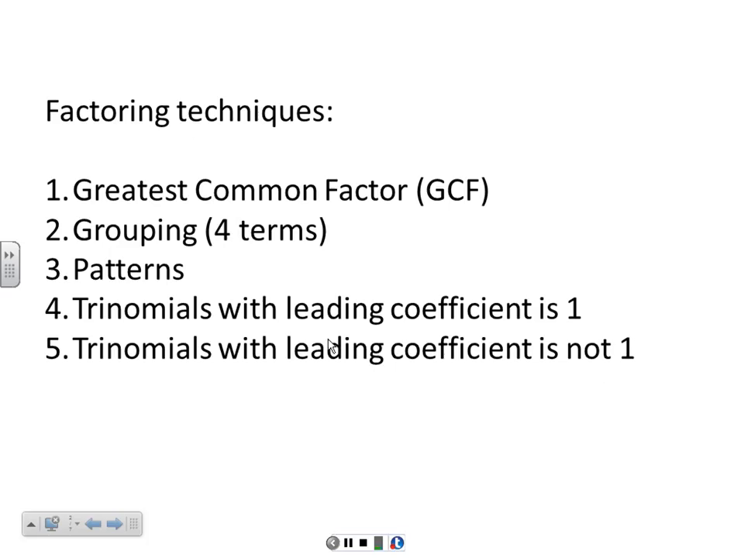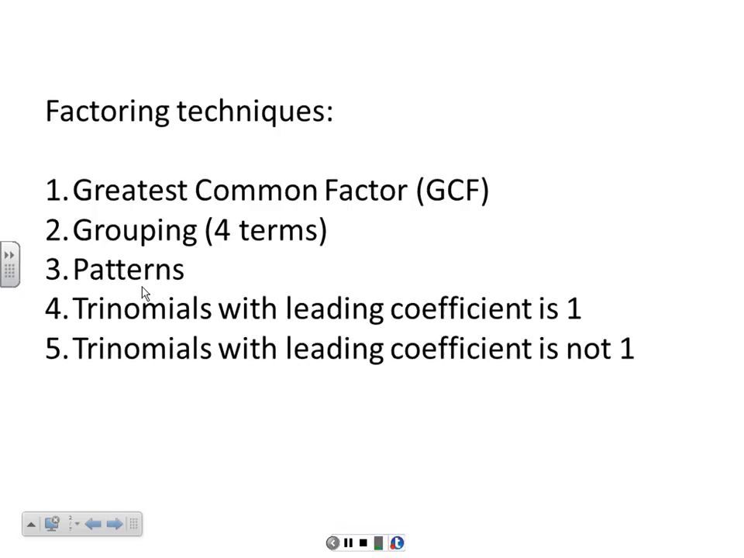So if you remember previously, the first thing we talked about was factoring out a greatest common factor. So when you factor, this is going to be the first thing that you always look for. Is there anything in common? The next thing you're going to look at is how many terms do I have? And if you have 4 terms, then you're going to factor by grouping. If you have 2 or 3 terms, then I would look for a pattern. That would be the next step that I would take.